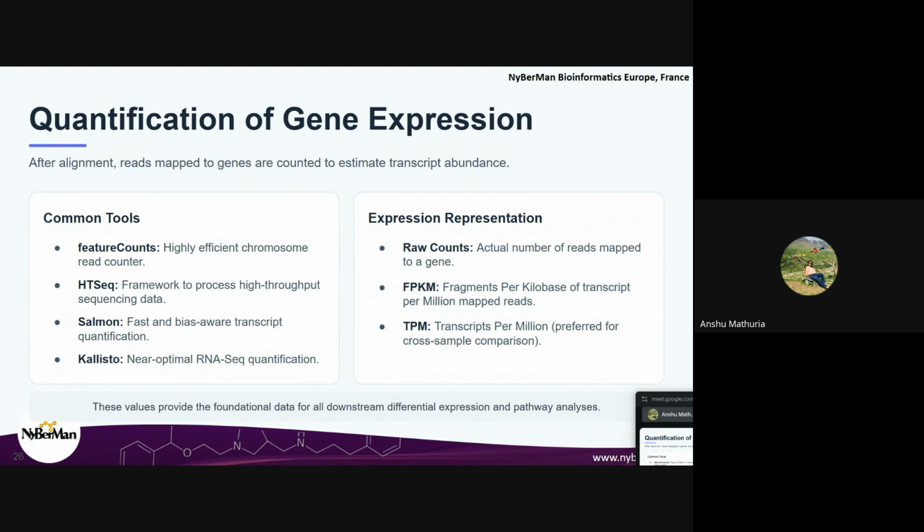To do this normalization, there are different methods. FPKM, that is fragments per kilobase of transcript per million mapped reads, is a method of normalization that we use. TPM is another method that we use. We will be discussing this again in further sessions when we move into much more detail. This is just a basic introduction section.